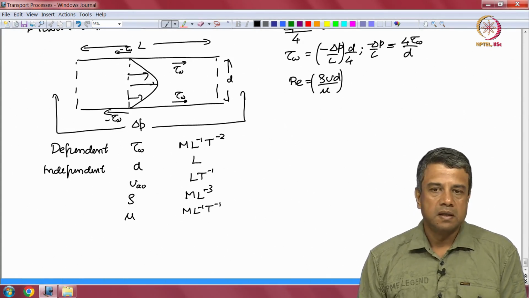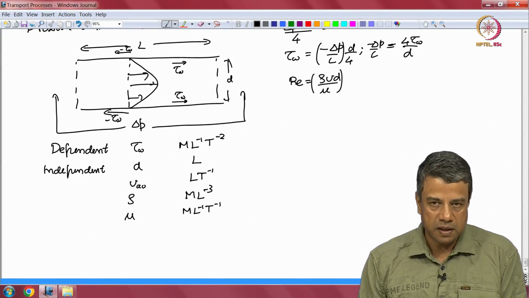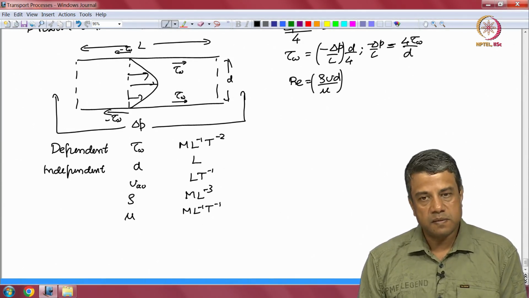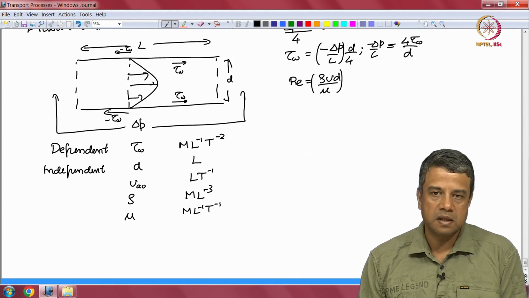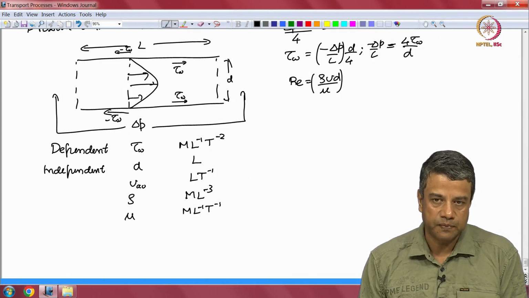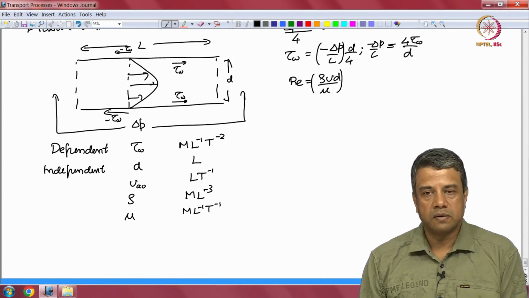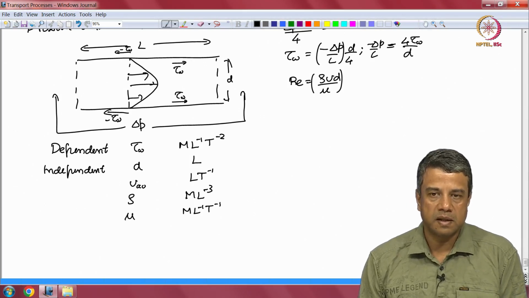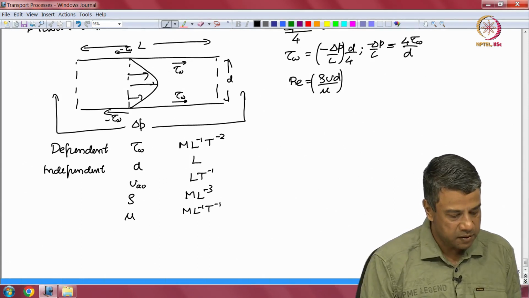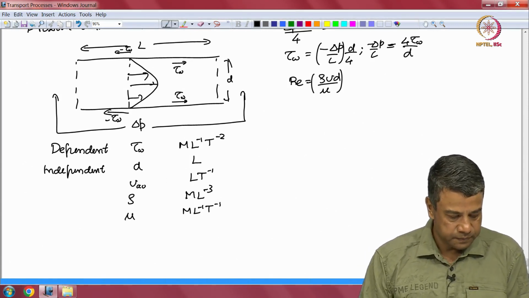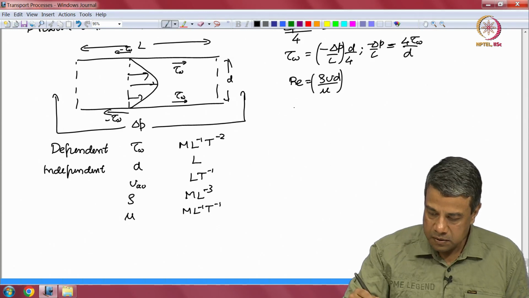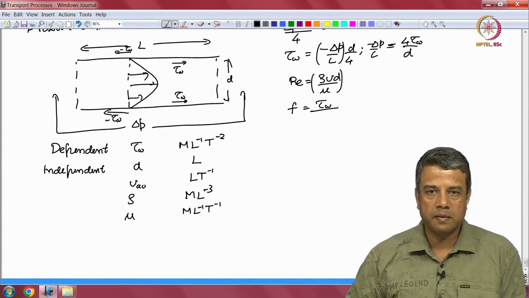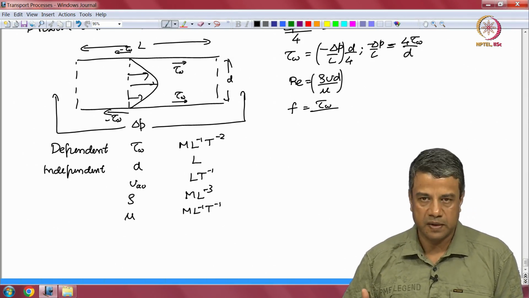Stress is force per unit area. Force per unit area has the same dimension as energy per unit volume, because energy is equal to a force times length. So, you can scale the wall shear stress by something that has the same dimension as energy per unit volume.